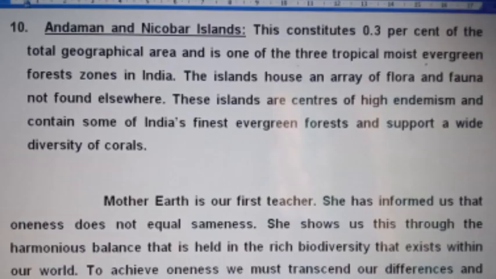Now the 10th one, that is Andaman and Nicobar Islands. This constitutes 0.3% of the total geographical area and is one of the three tropical moist evergreen forest zones in India. The islands house an area of flora and fauna not found elsewhere. These islands are centers of high endemism and contain some of India's finest evergreen forests and support a wide diversity of corals.